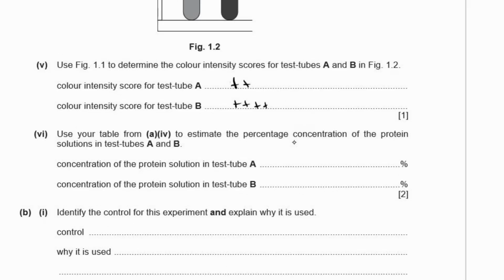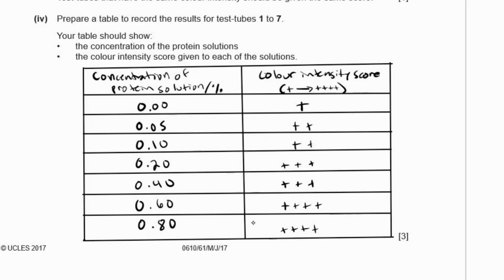Okay. So that's 0.10%. But it's a range. It could be anywhere between 0.05 and 0.20. You can't say 0.20 though if you only put 2 pluses up here. Or you can't say 0.10 if you put 3 pluses up here. For test tube B, you had 4 pluses. So let's look at the table. So really, looking at this table, with 4 pluses, you could say 0.60 or 0.80. If you'd only put down 3 pluses, you could say 0.40. So it depends on what you put down.